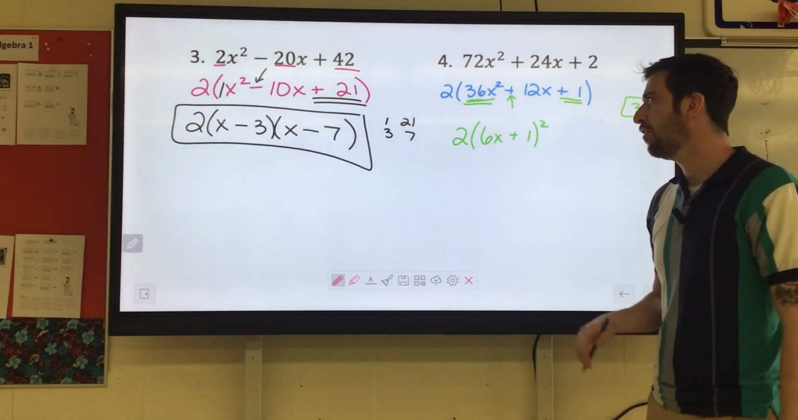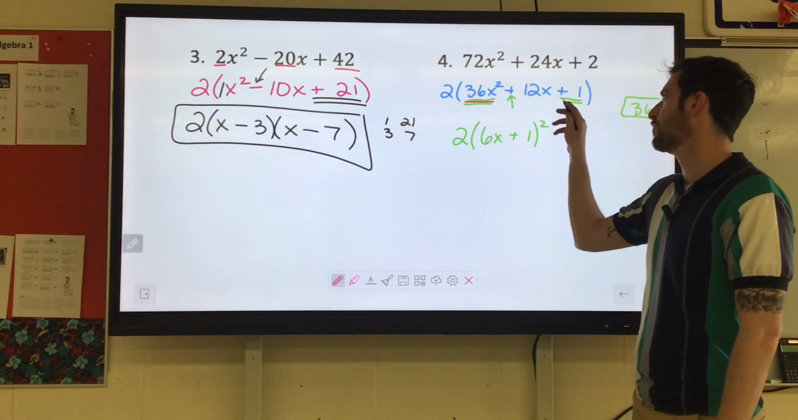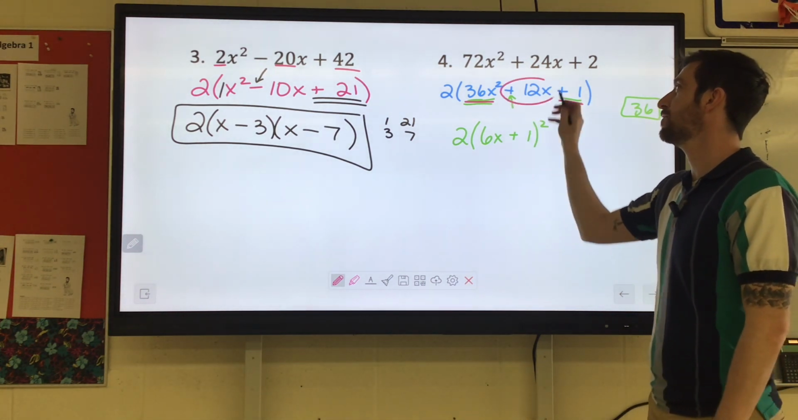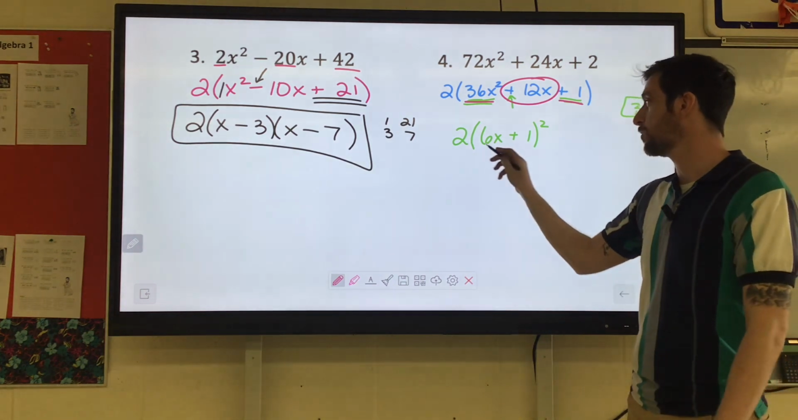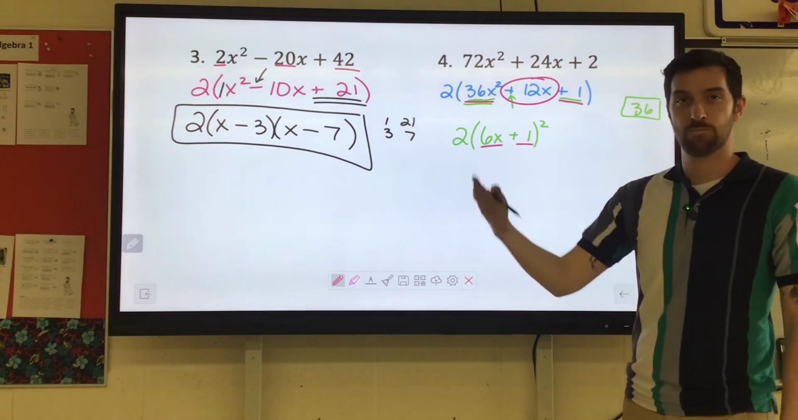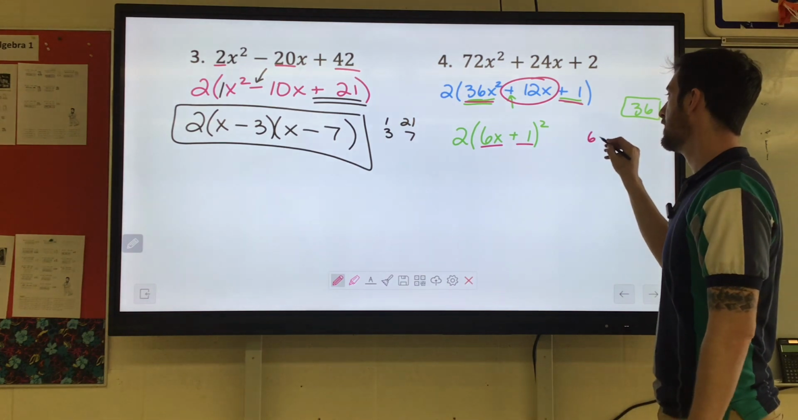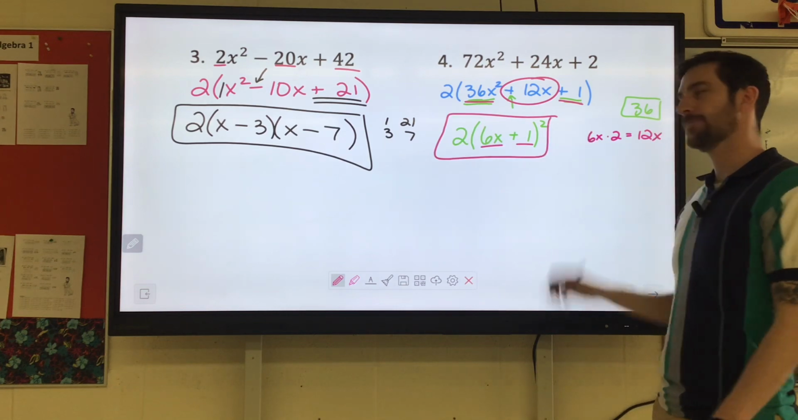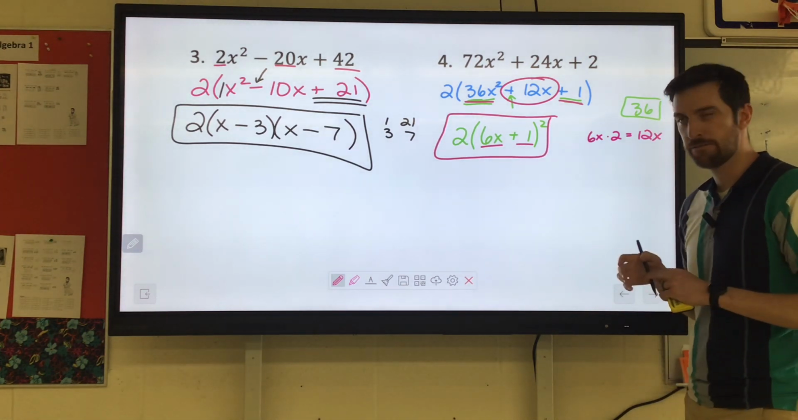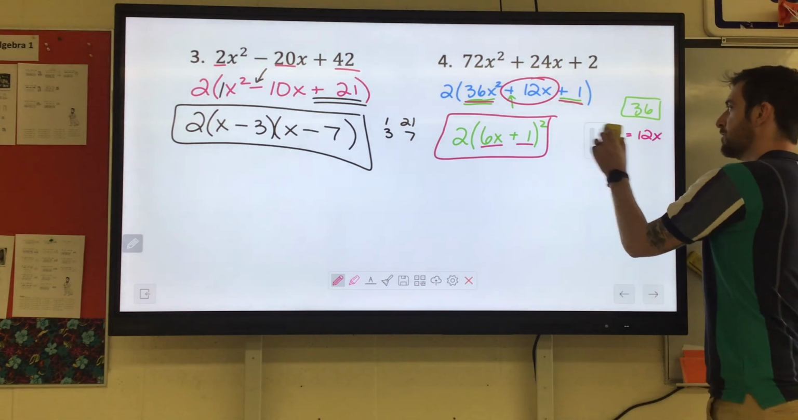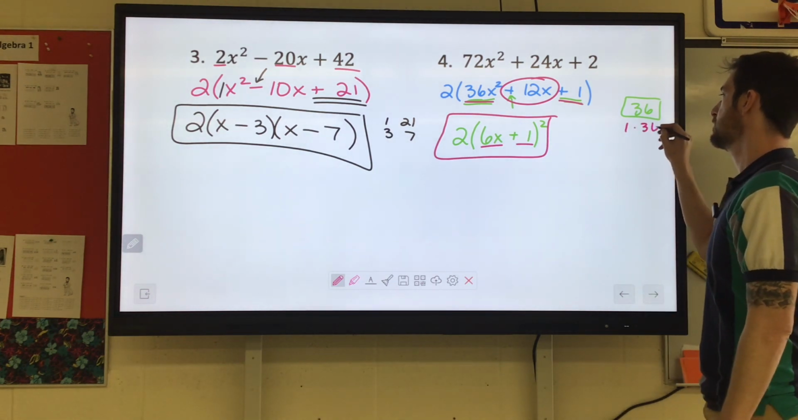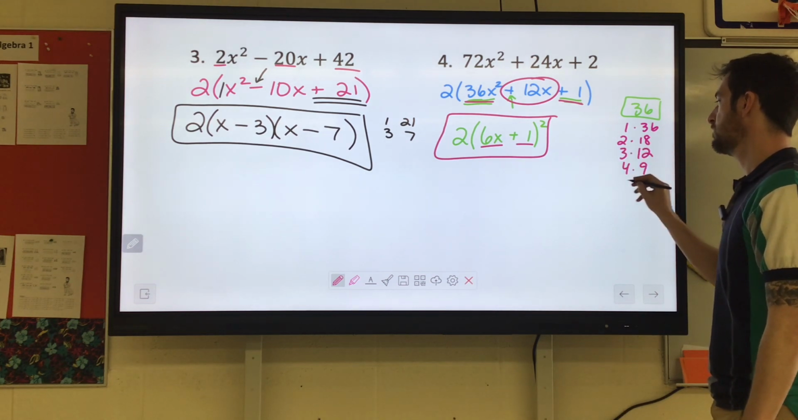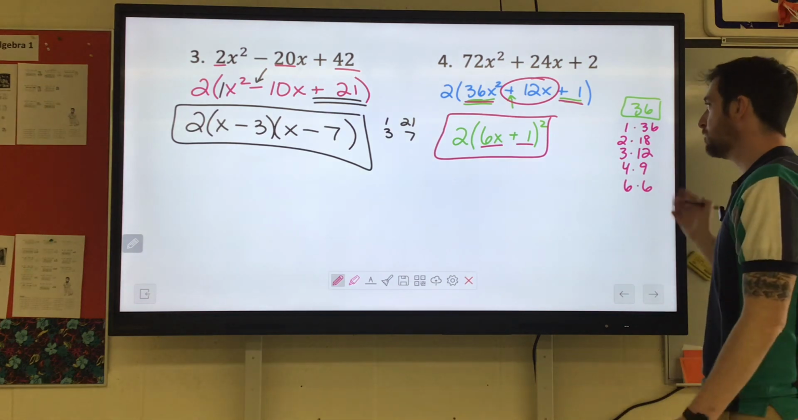But if you're like, can we do that every time we could square root the first and last term? Not necessarily. The middle term is what you want to check, this 12x. That's what you should get if you multiply the two terms together and then multiply by 2. 6x times 1 is 6x, times 2 is 12x. So it does work out. But again, if you're worried about shortcut stuff, you could find the factors of 36: 1 and 36, 2 and 18, 3 and 12, 4 and 9, or 6 and 6. You need the set that adds up to 12. That would be 6 and 6.